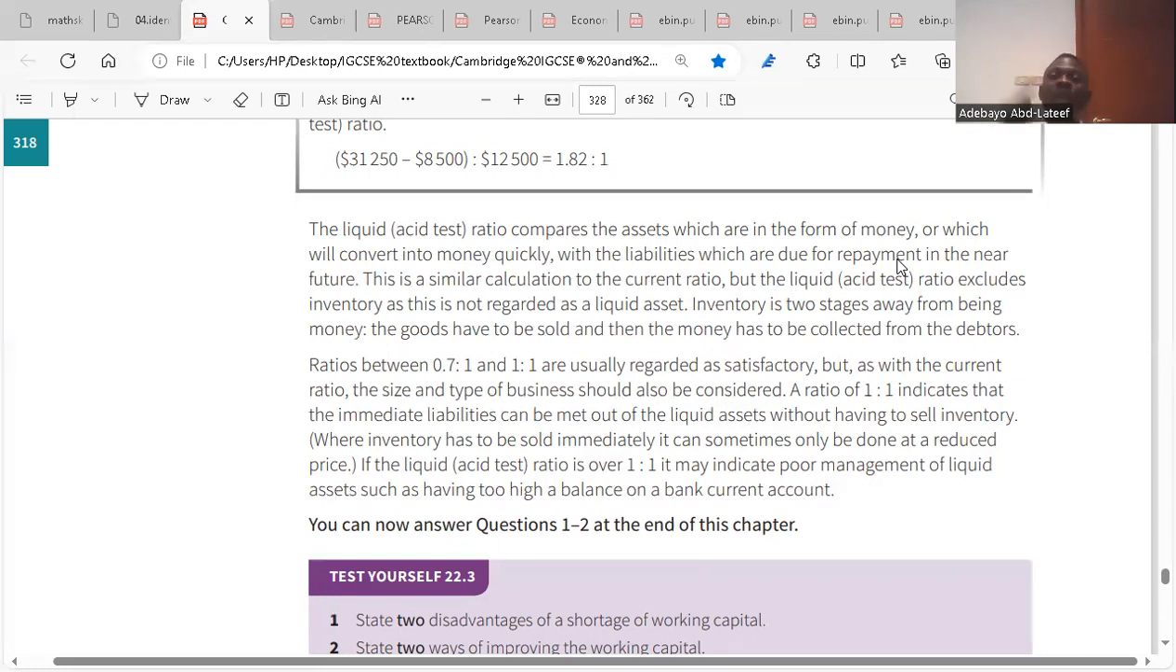But if it is 1:1, it means that what you have right now can pay for the liability. That means you are doing well without the inventory. Do you get the point? Yes, I get it.